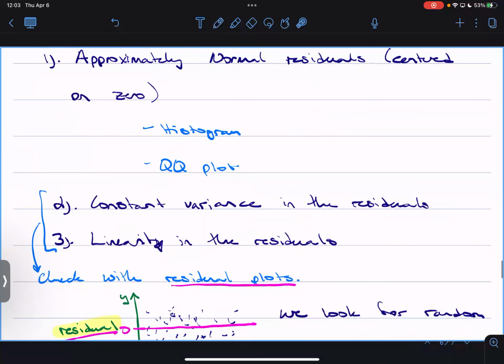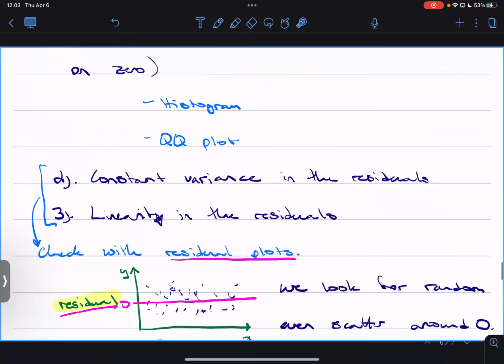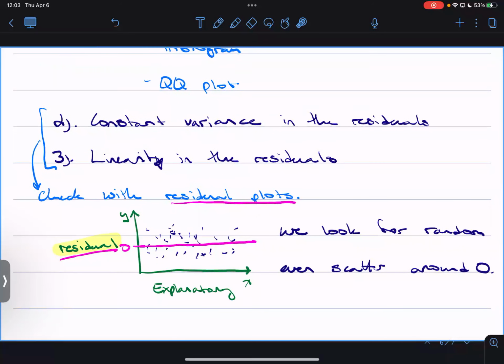So here, the residuals have to be centered on 0, so that's why it has to be random scatter around 0. The constant variance is the even scatter, right? So we're looking for even scatter, and then the linearity is just a random scatter all around the line at 0.